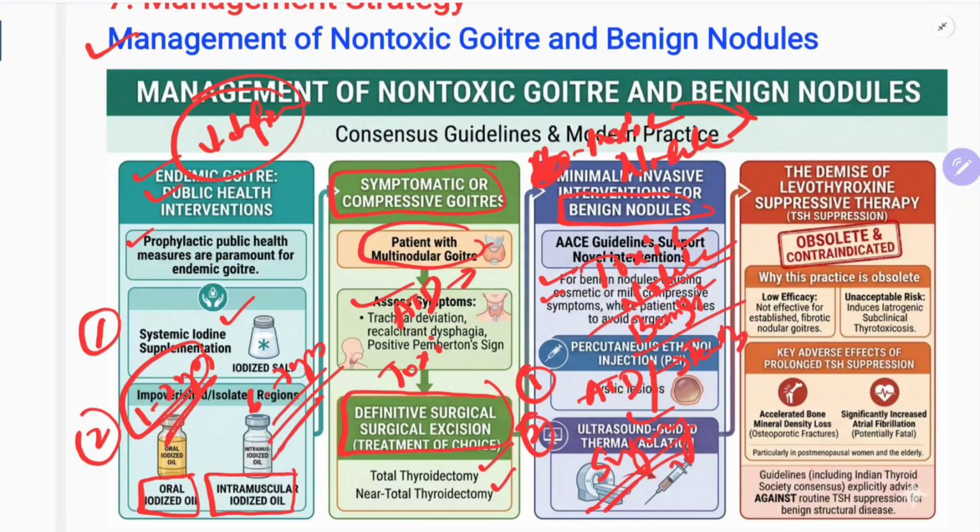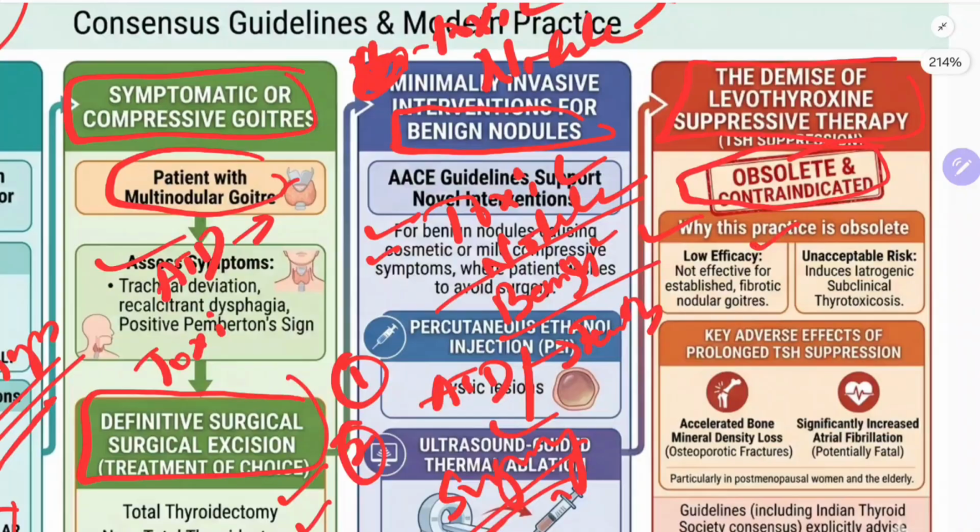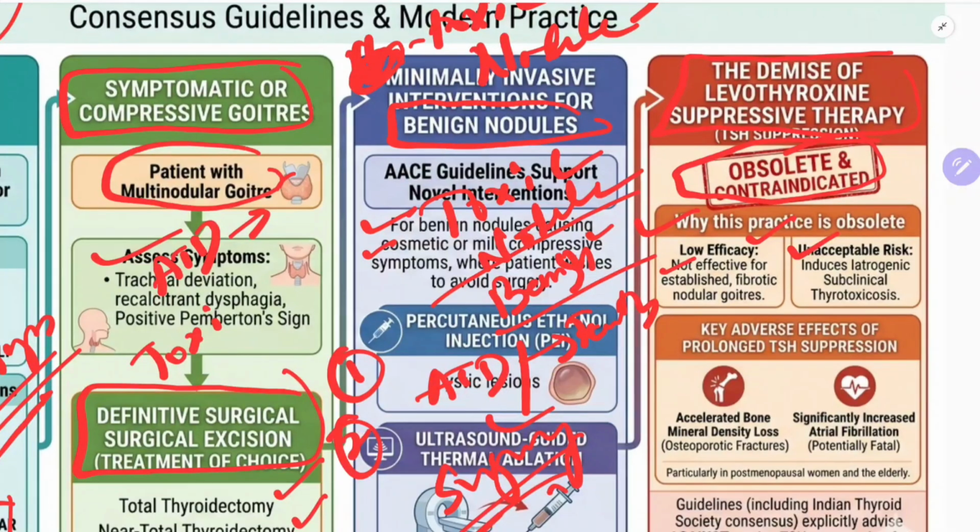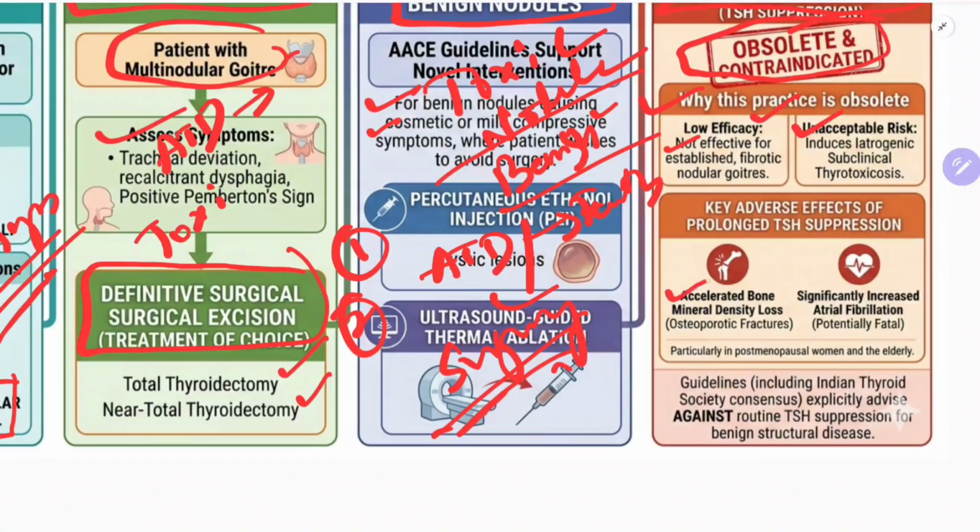Initially the practice was to give levothyroxine suppressive therapy for non-toxic goitre and benign, non-toxic nodules, so that they might reduce in size, even though the patient is euthyroid. Now it is obsolete and contraindicated. Why? Because it has low efficacy, is not effective for established fibrotic nodular goitres, and has an unacceptable risk: it induces iatrogenic subclinical thyrotoxicosis. Key adverse effects are on bone and heart. There will be accelerated bone mineral density loss, so increased risk of fractures, and a significantly increased risk of atrial fibrillation, potentially fatal, particularly in postmenopausal women and the elderly.